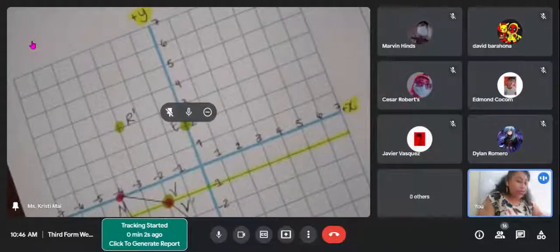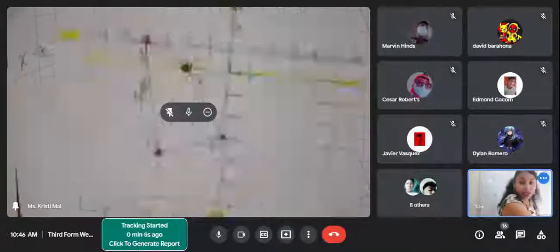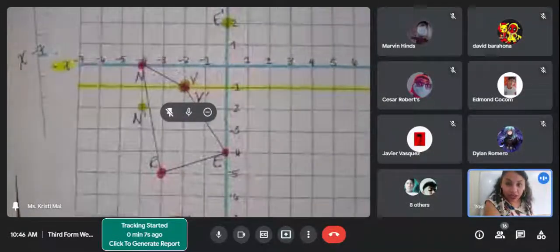Okay, everybody has my second screen pinned. Can you guys see it? Does it look a little bit better today?